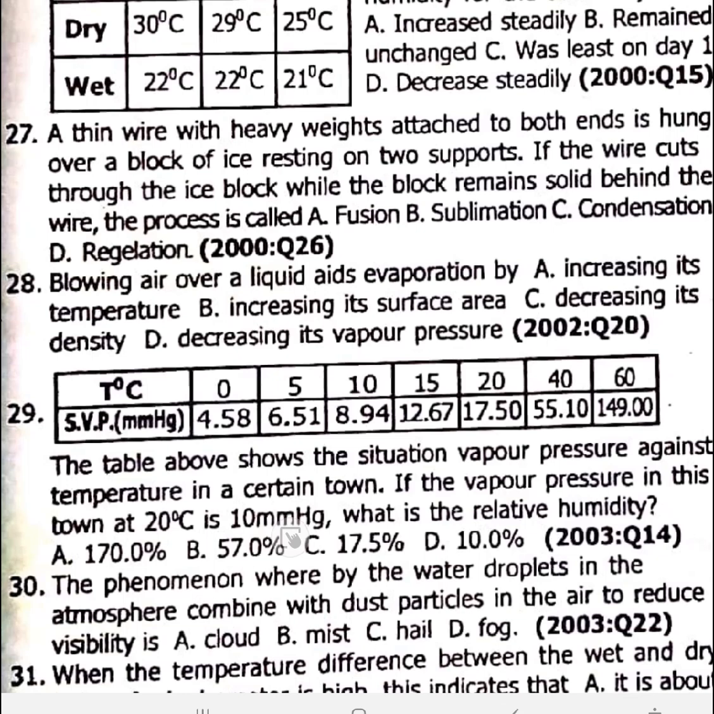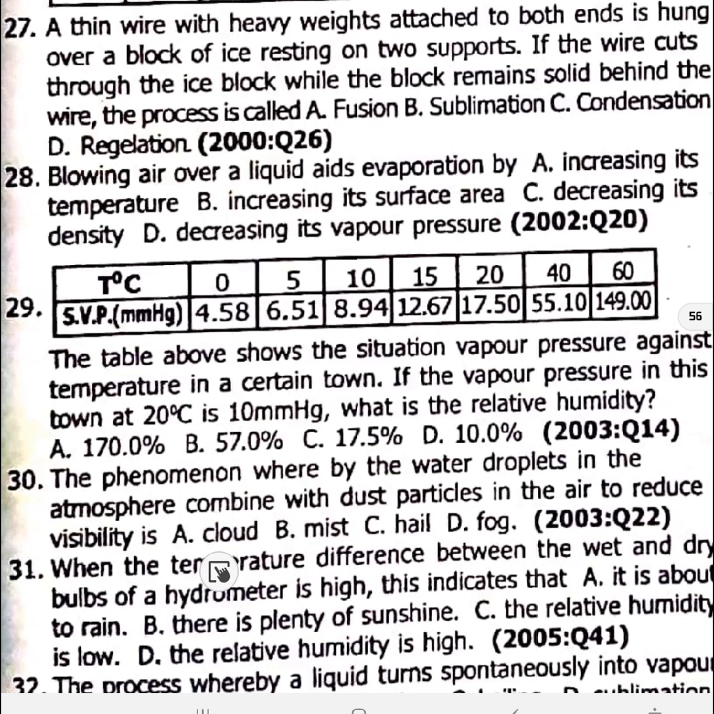The formula is relative humidity equals water vapor pressure at 20 degrees Celsius over saturated vapor pressure at 20 degrees Celsius, times 100%. So at 20 degrees Celsius, the vapor pressure is 10 millimeter mercury. You make use of the table for 20 degrees Celsius. You say 10 over 17.50 times 100. You arrive at 57%. That's how they calculate that one.